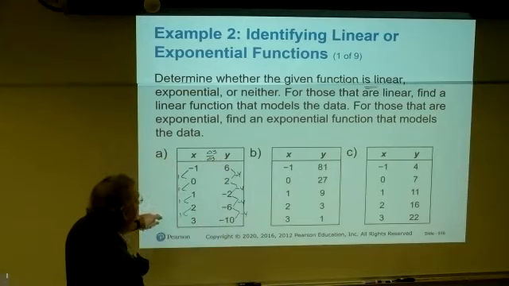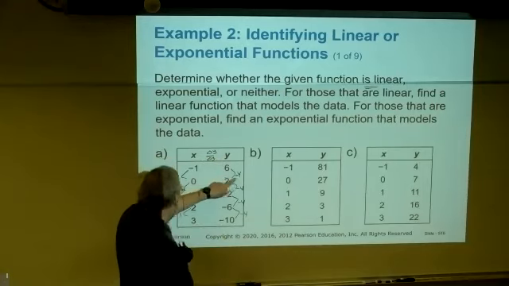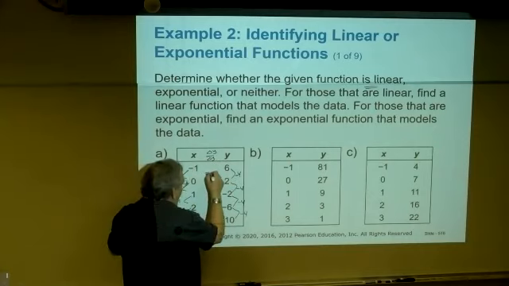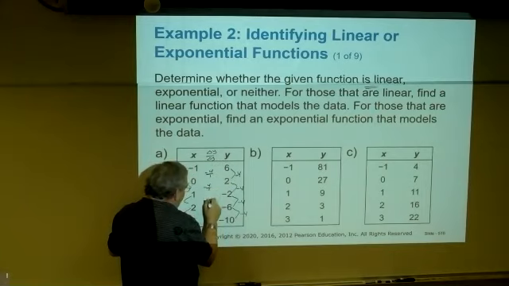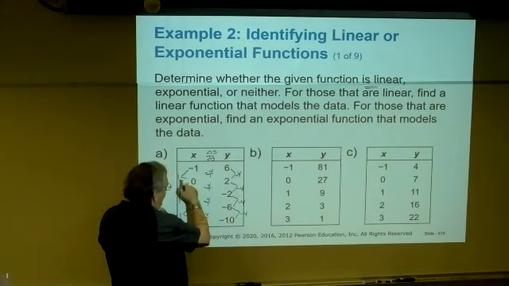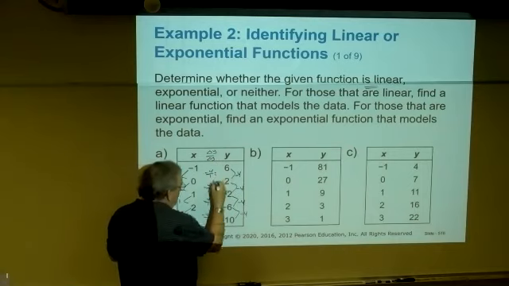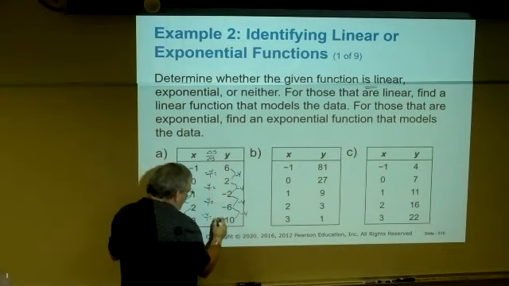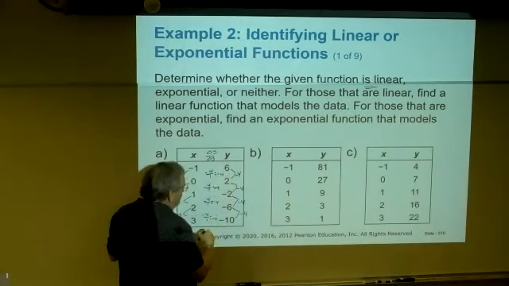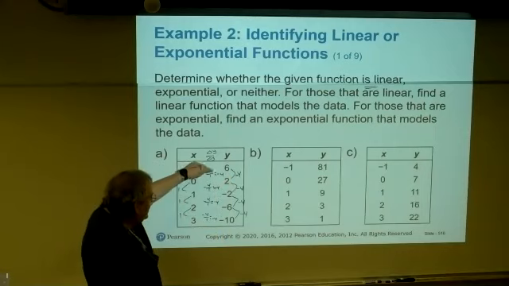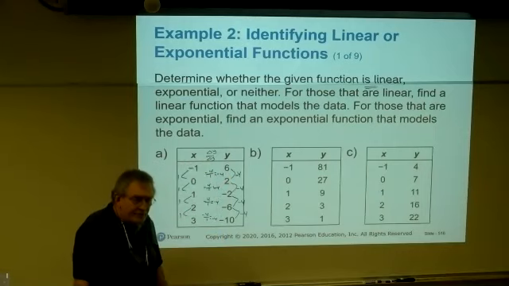My average rate of change is the change in the y's over the change in the x's. So that's a -4 over 1, a -4 over 1, a -4 over 1, a -4 over 1. So this over that, this over this, this over this, that over this. And they all equal -4. So my changes are constant.